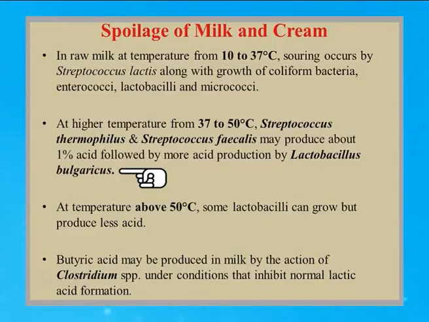However, if you elevate the temperature a little bit, at 50 degrees Celsius or above, we find that the lactobacillus can grow, but it cannot produce the acid. Butyric acid is also produced in the milk by the action of Clostridium species, and this inhibits the normal lactic acid formation. Because of all these, you can have spoilage of the milk and therefore the cream also.